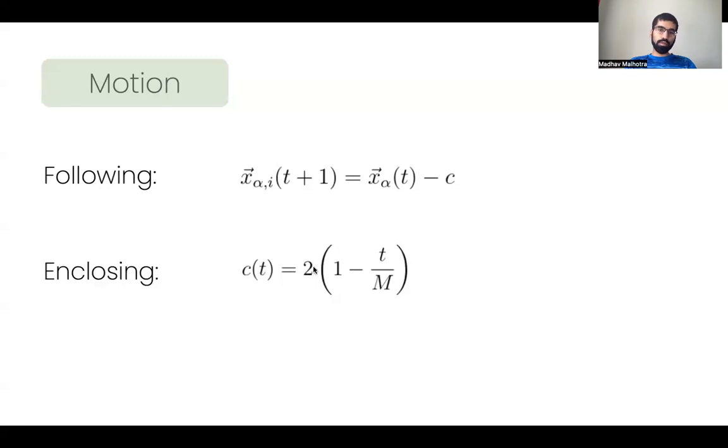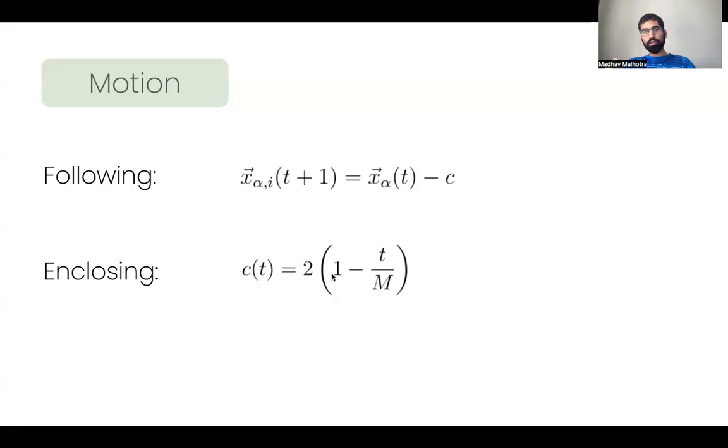So time equals 0, and let's say the algorithm can run for 100 iterations, then this is going to be 2 times (1 minus 0 over 100). I said that fast. So 0 over 100 is just 0. 1 minus 0 is 1. 2 times 1. At the very start, the algorithm will have this parameter equal to 2.